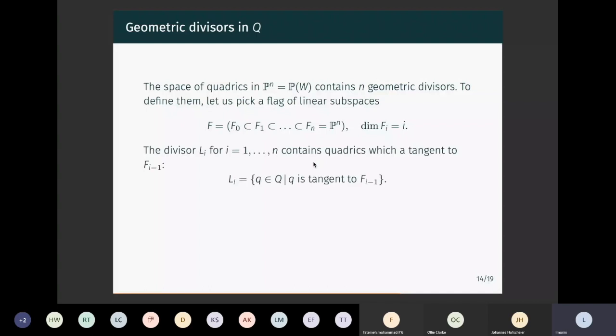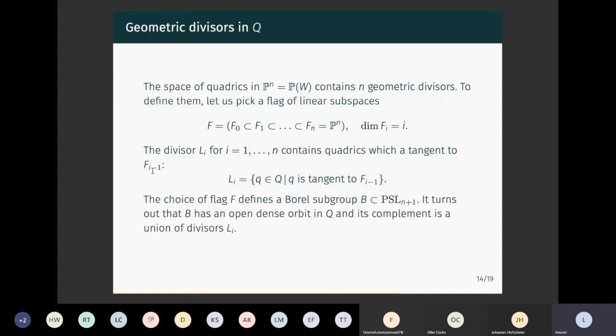And then the divisor Li, with a slight shift of indices because it will be convenient later, contains all the quadrics which are tangent to F(i−1). So F(i−1) is an (i−1)-dimensional plane, and Li is the subset of quadrics tangent to it. It turns out that this is a divisor, and of course if you change the flag the divisor will change, but it will have the same divisor class. So by fixing the flag, you fix the representatives of this divisor class.